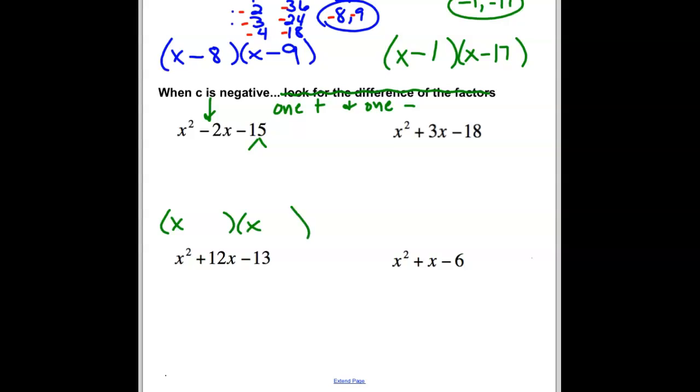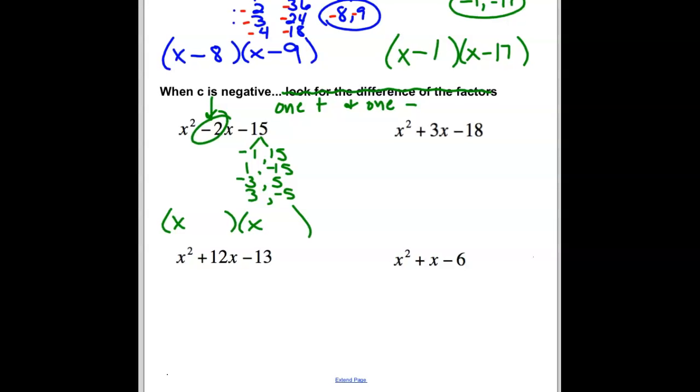To get a negative 15, we could have a negative 1 and a positive 15, or we could have a positive 1 and a negative 15. We could have a negative 3 and a positive 5, or the reverse, a 3 with a negative 5. And now again, we're trying to find two numbers that add up to negative 2. Our first pair adds up to 14, and the second one, negative 14. Our next pair is going to add up to 2, and the bottom one adds up to negative 2. That's the one we want. So we need a positive 3, so one of our factors needs to be x plus 3, and one has to be x minus 5.